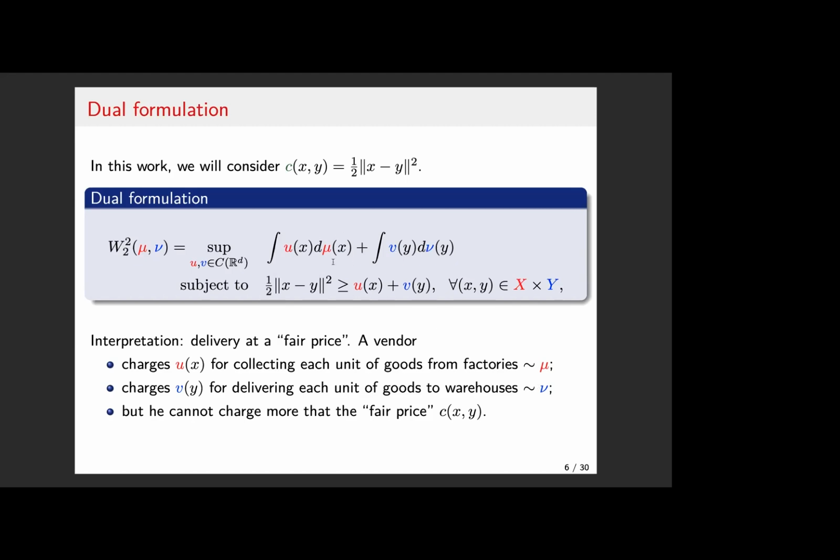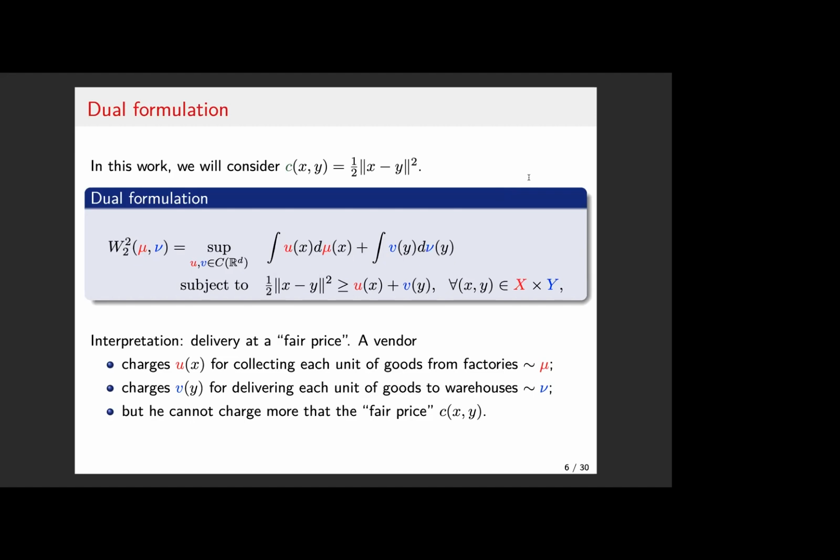So he's trying to charge us as much as possible. But he cannot charge more than a given fair price or a market price that is encoded by this cost function. So if he picks up a unit of good at location X and delivers it at location Y, he cannot charge us more than this cost function here, because otherwise we wouldn't pay. For instance, we would think that the cost is too much. And so this is the dual formulation that we're going to consider in the rest of the talk.